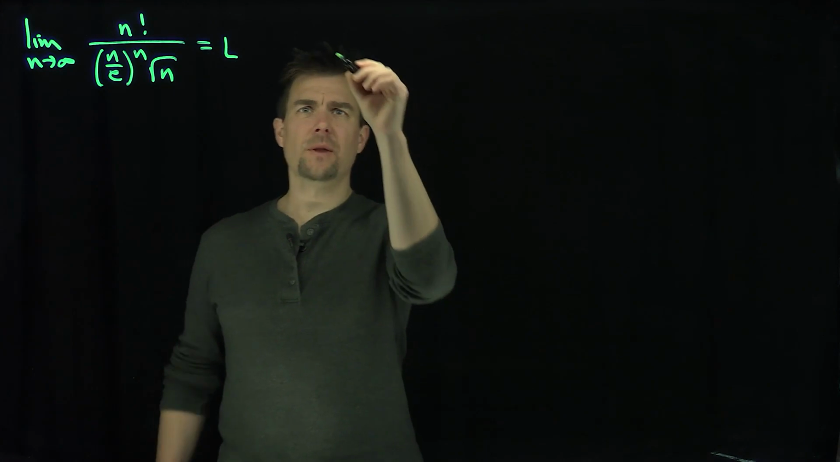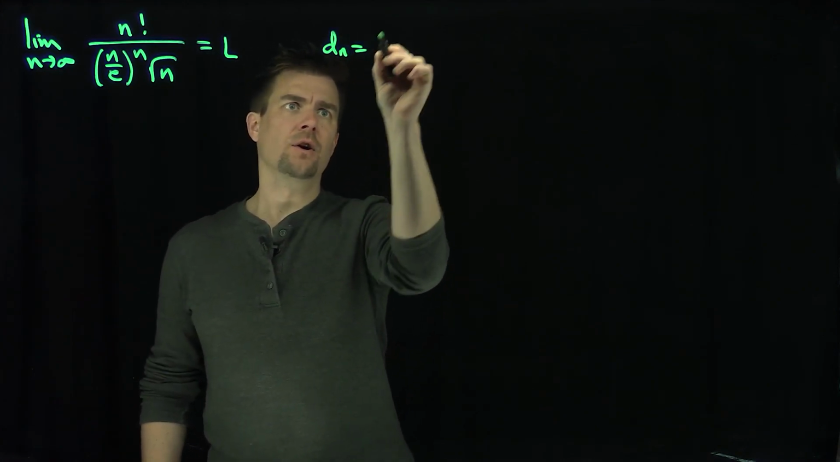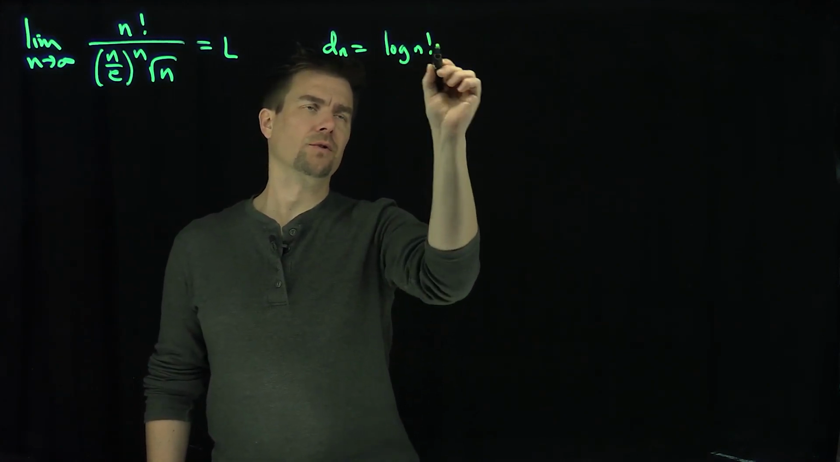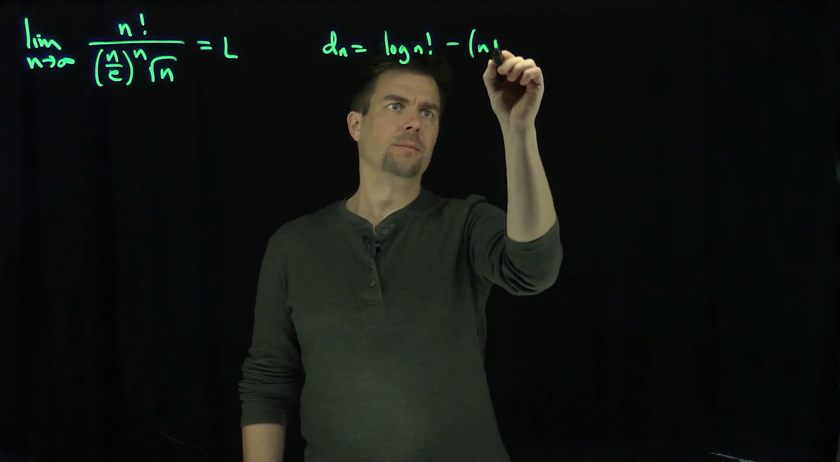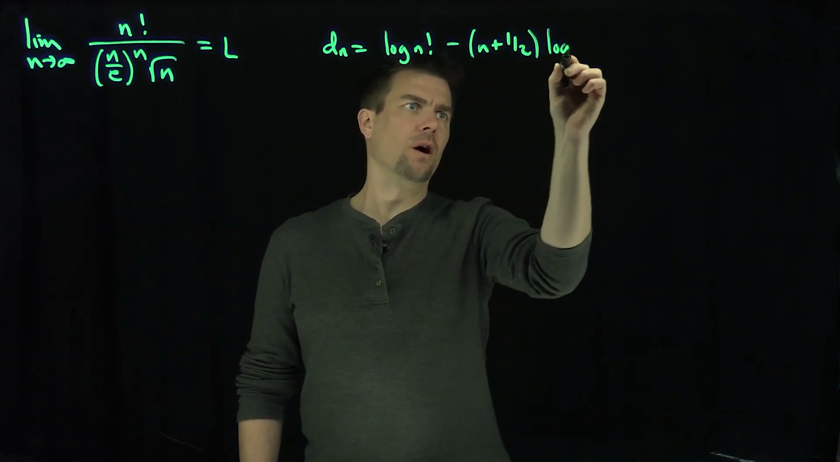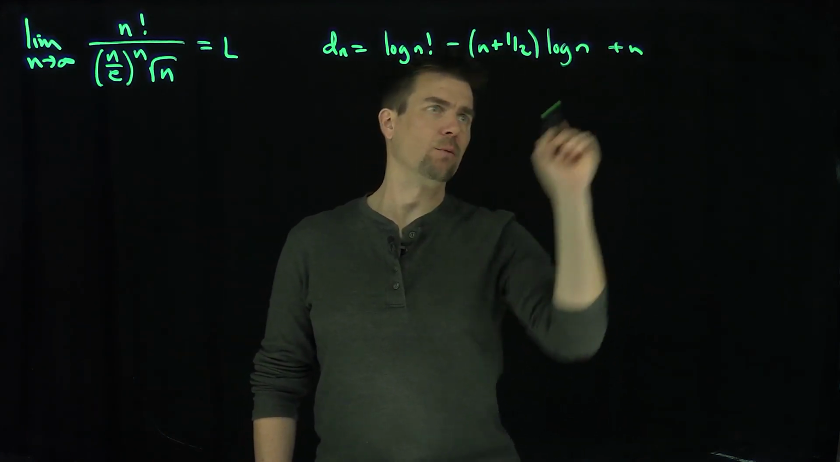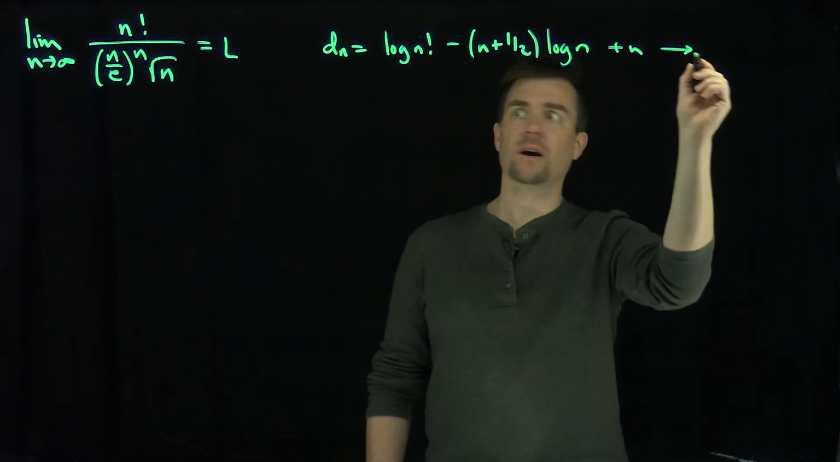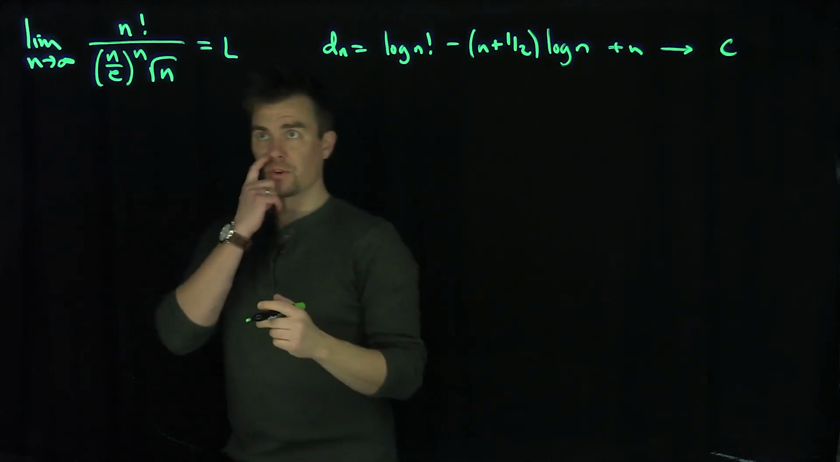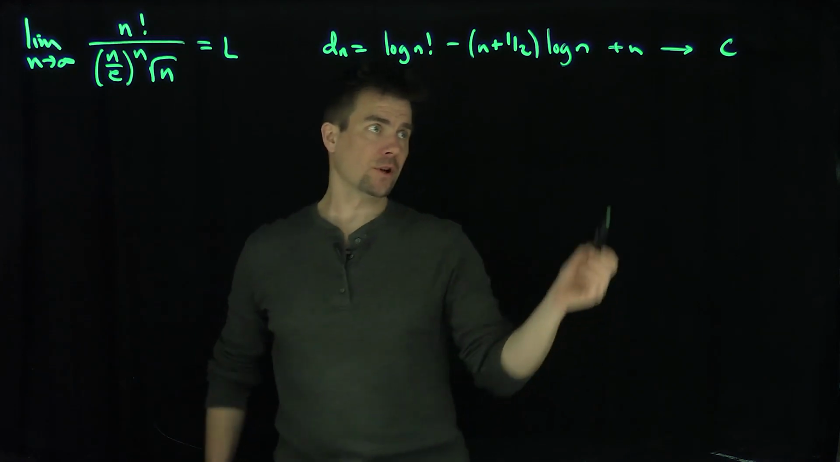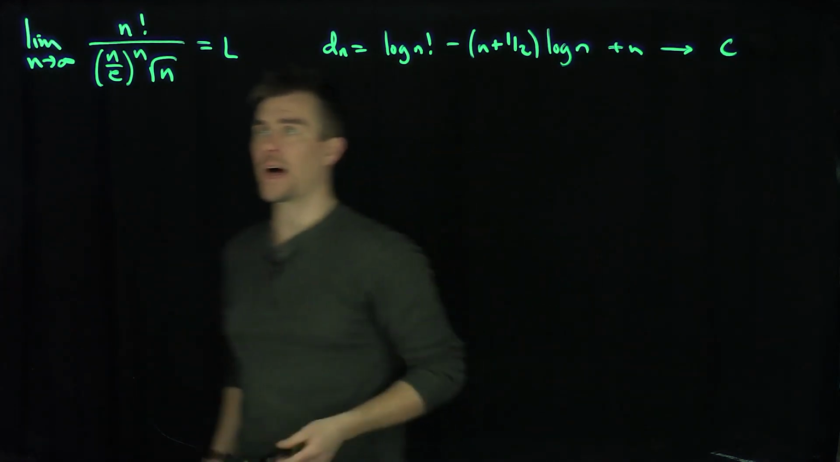And we showed this limit exists by looking at what? We looked at the sequence d_n, which was the log of n factorial minus (n plus 1/2) log of n, and then plus n. We showed that that sequence converged to some number c. So of course these things are related by exponentials. In other words, the exponential of c is equal to L, right?